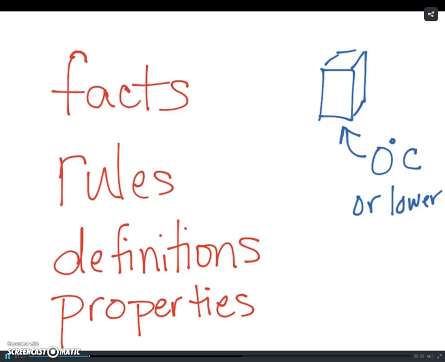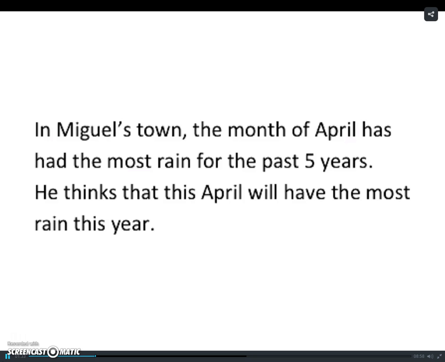So we have a couple of examples that we're going to look at to see if they are using inductive reasoning or deductive reasoning, and we'll talk about why they are. In this example, it says, in Miguelstown, the month of April has had the most rain for the past 5 years. He thinks that this April will have the most rain this year.